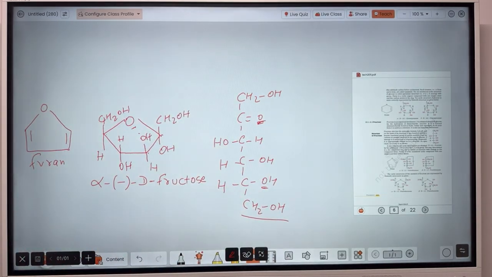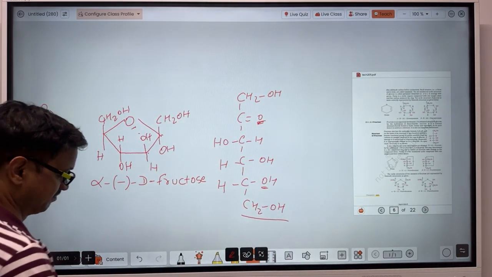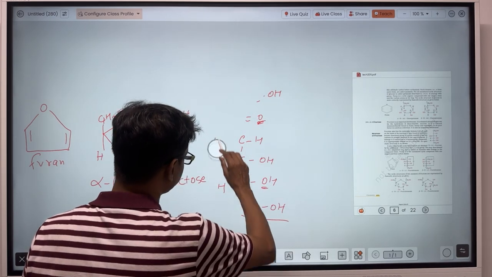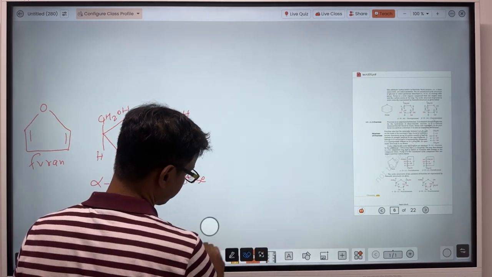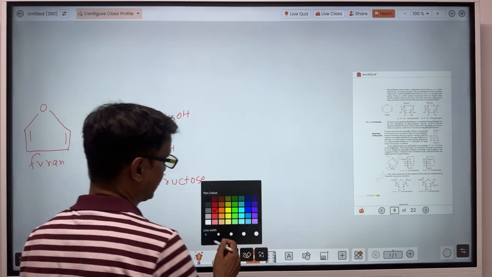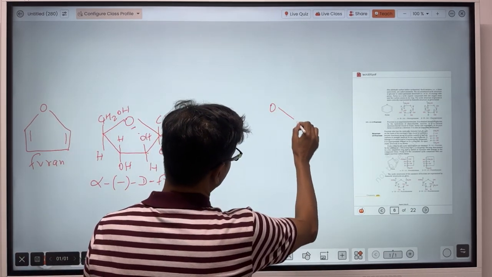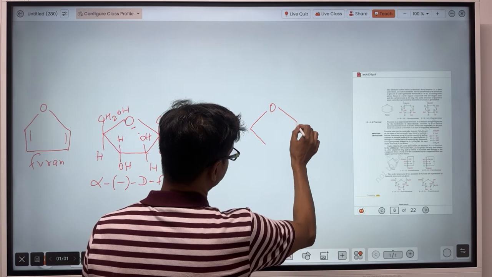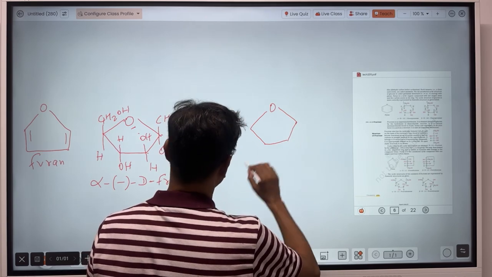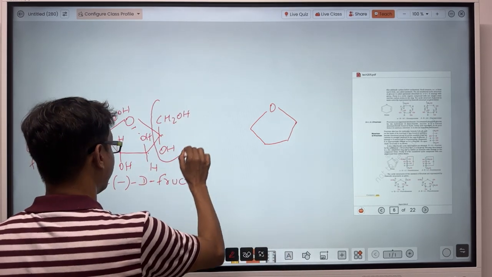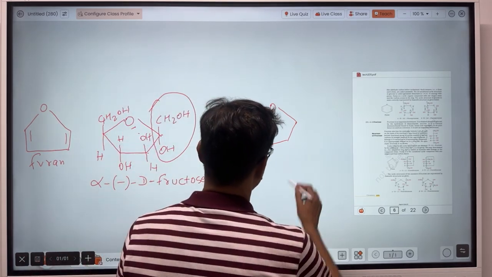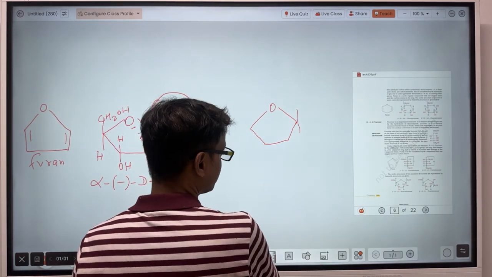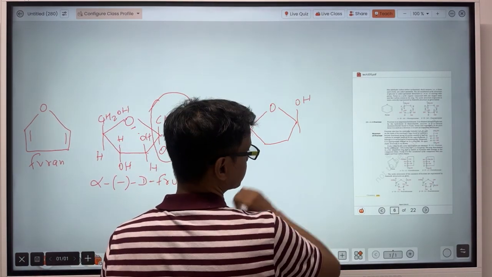You can also draw the beta D fructose. Maybe someone may feel difficulty, so I am drawing the beta D fructose. I have not drawn beta D glucose, but I am drawing beta D fructose. Here, simply at this place there will be a difference. Here OH is below in alpha, so OH will be above in beta.